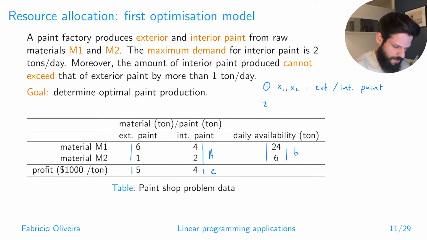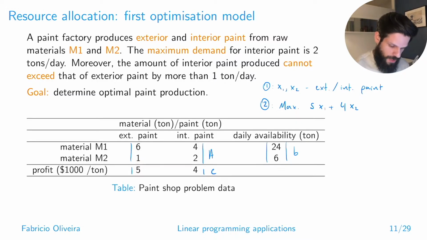Then the next step is to define the objective function. My objective function here is going to be to maximize my revenue, which in this case is given by C1x1 plus C2x2, or let's actually use the numbers, right? So that would be 5x1 plus 4x2.